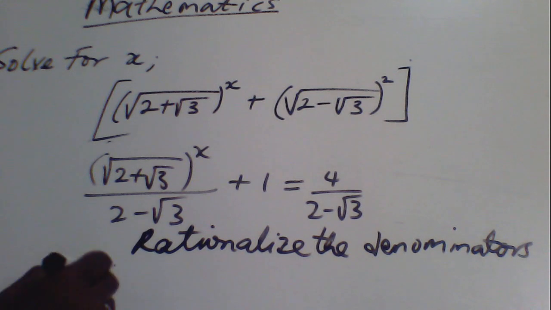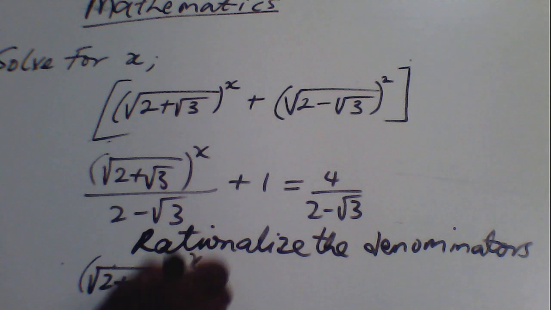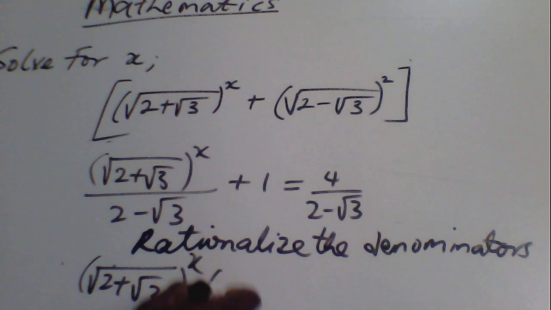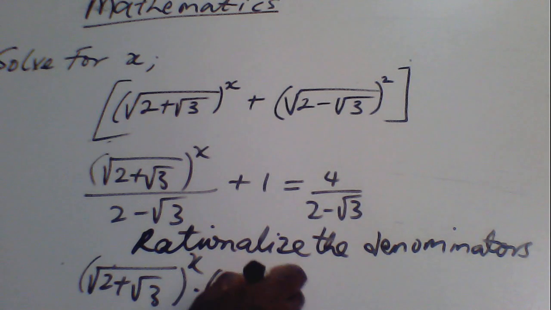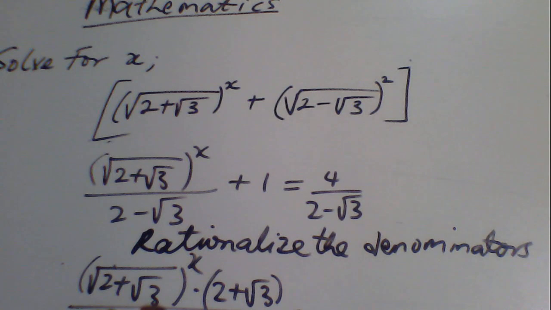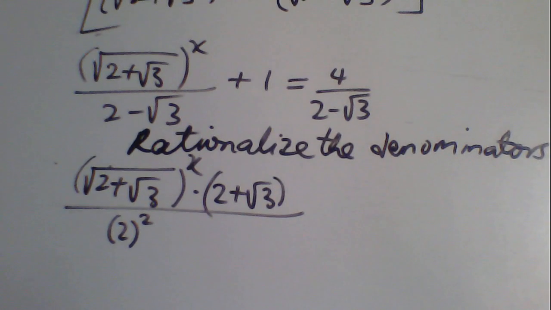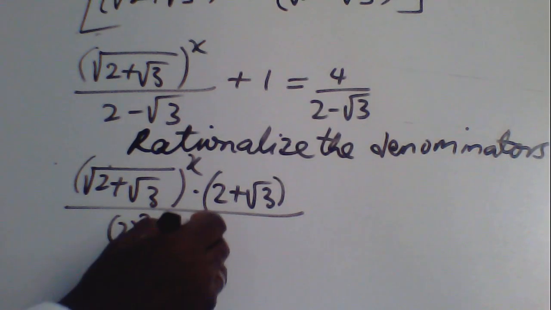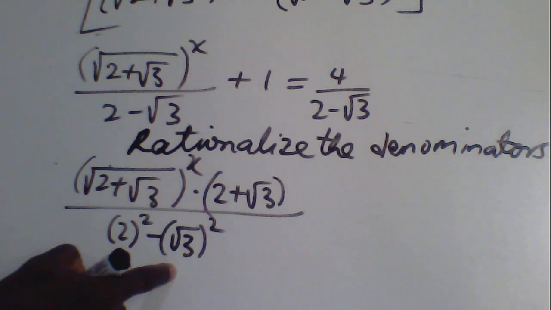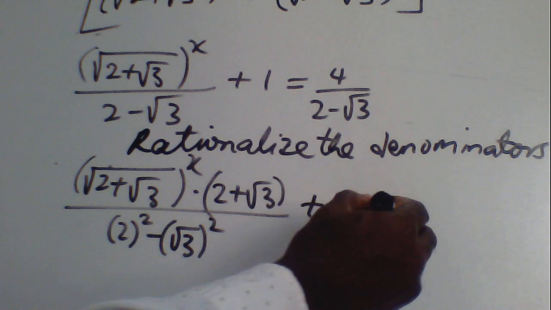From here we have (√2 + √3)^x · (2 + √3) divided by, when you rationalize this, (√2)² − (√3)², plus 1 is equal to 4.